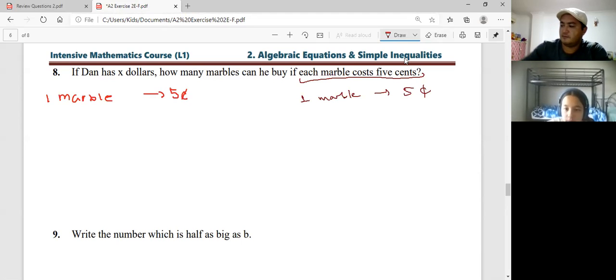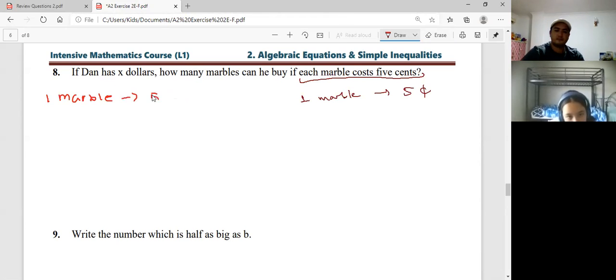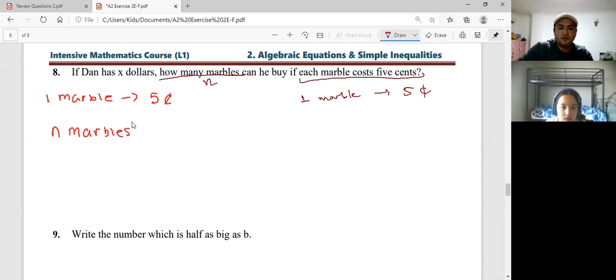One marble costs 5 cents. So how many marbles can he buy, right? We don't know. Let's say he can buy N marbles for X dollars. As you see here on the left-hand side, marble, marble, we have no problem.